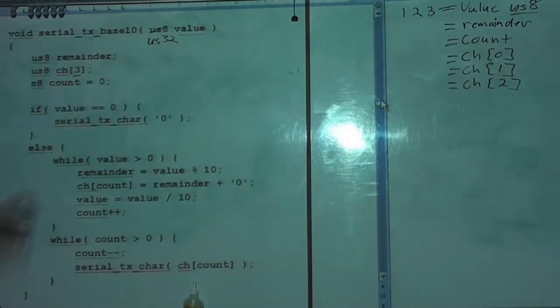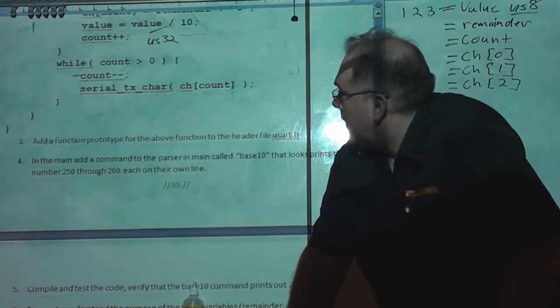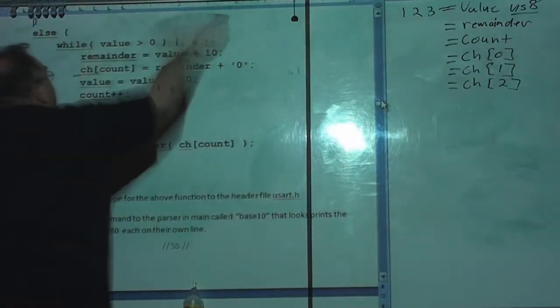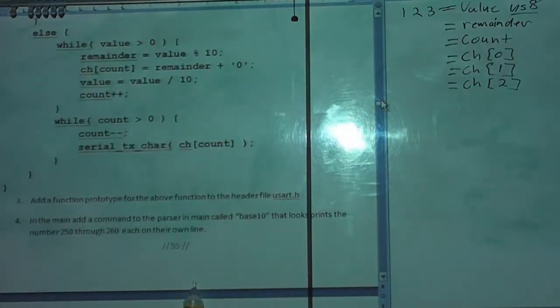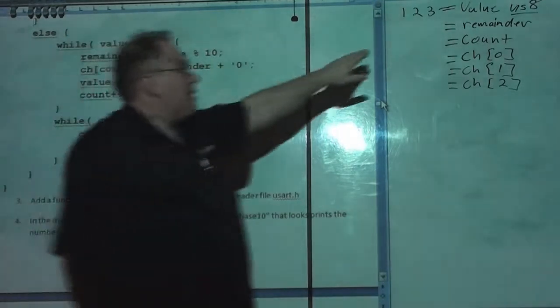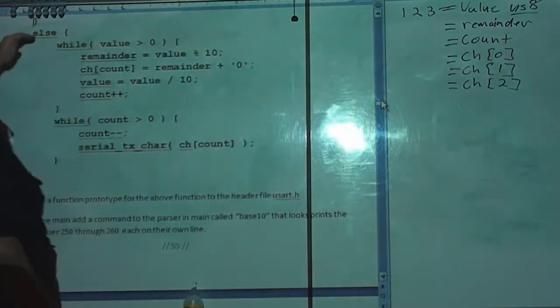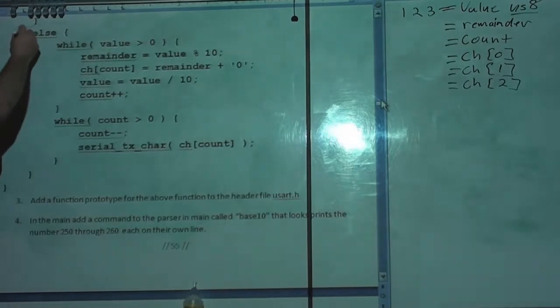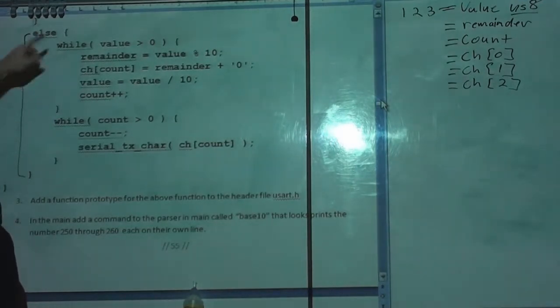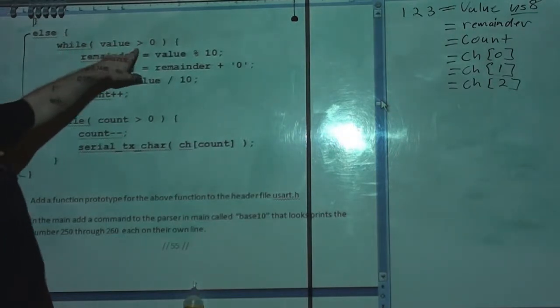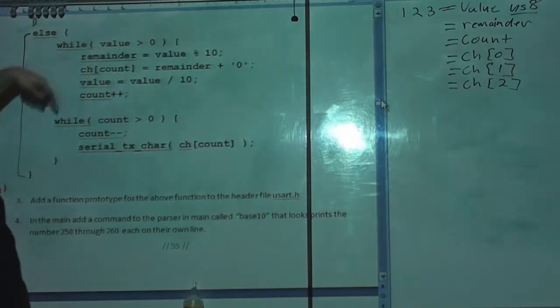So this part's easy. So I'm going to scroll up so we can look at the bottom part. So there's the else. See the whole thing. So if the value that came in is not 0, any value other than 0, and in our case we said 123, then we're going to go into this else. And the else is all in between these brackets. So the first thing that we come to is a while loop. And it says while the value is greater than 0, go into this loop. Go ahead and continue looping.